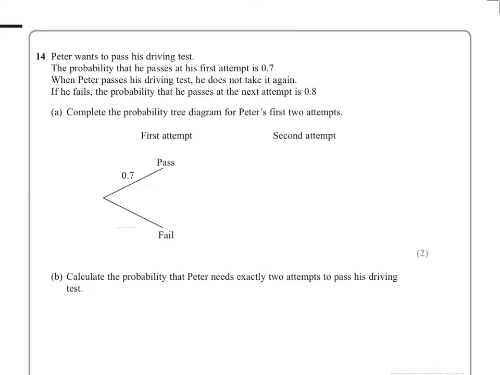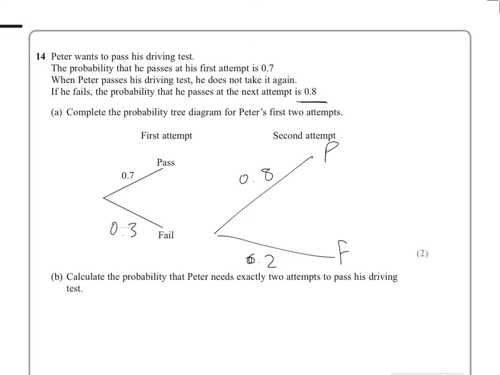Peter wants to pass his driving test. The probability he passes on his first attempt is 0.7. So therefore the probability he fails, well, it has to be one of those two options, must be 0.3. If he fails first time, then he has to try again. He'll either pass or fail. Probability of passing second time, 0.8, so therefore fail, 0.2.